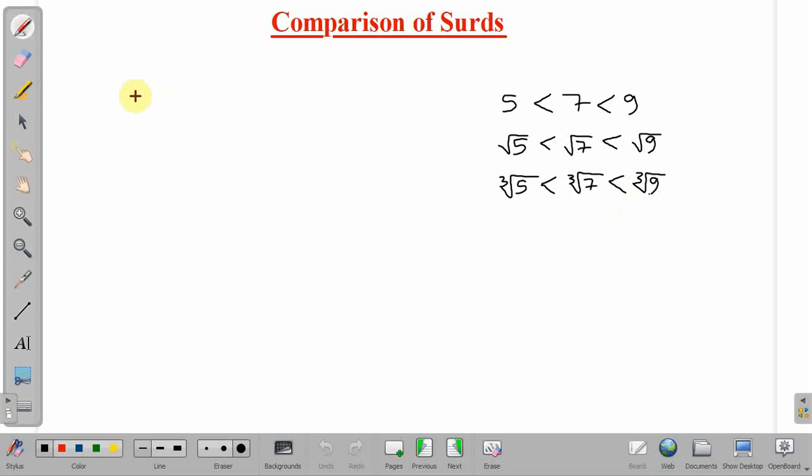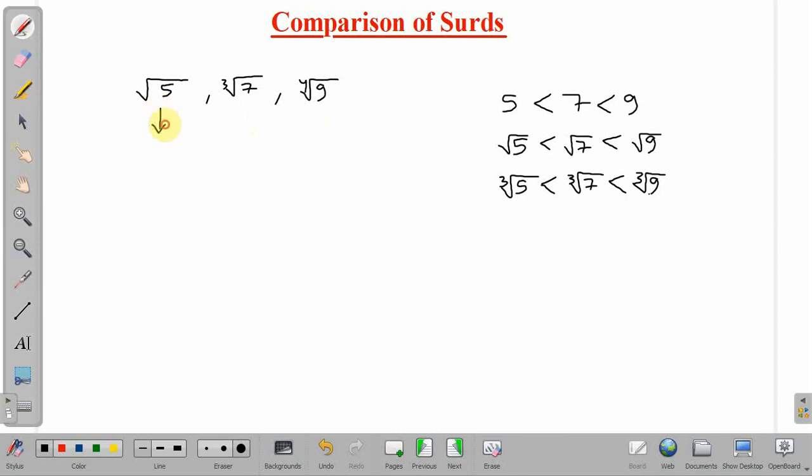Suppose we take three numbers: square root of 5, cube root of 7, and fourth root of 9. Here you can see the orders of all the surds are different. So in this case, how can we compare? We have to make the order of all the surds the same, and only then can we compare. So in this type of problem, we write the order.